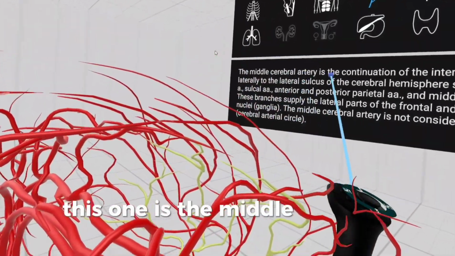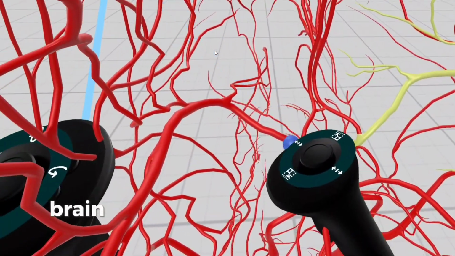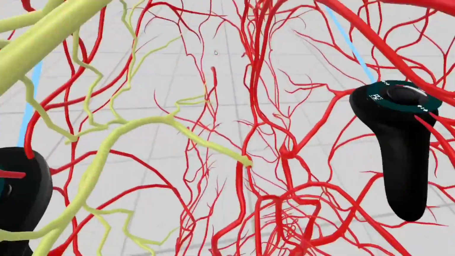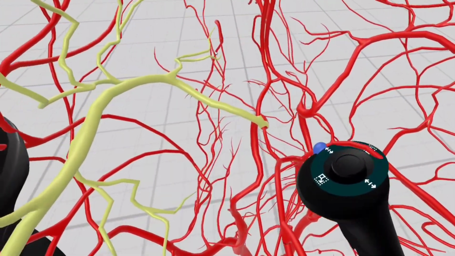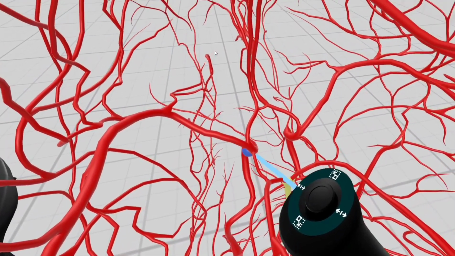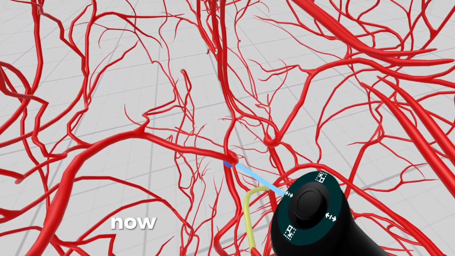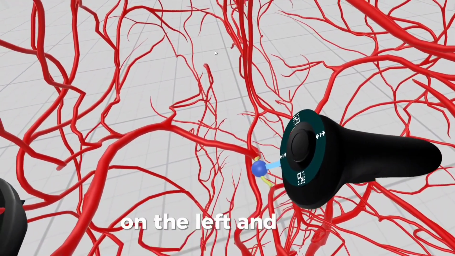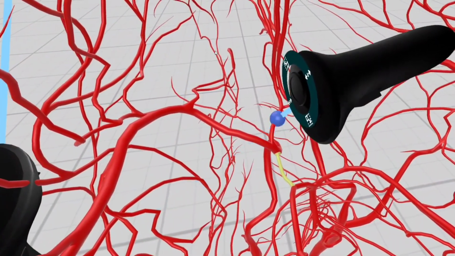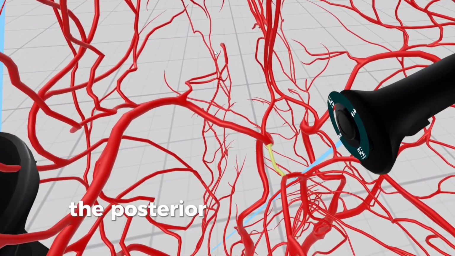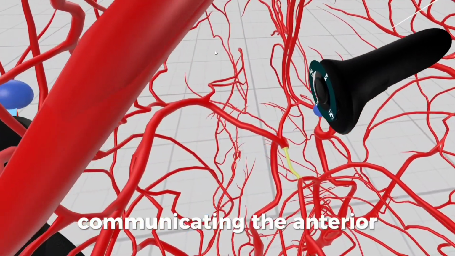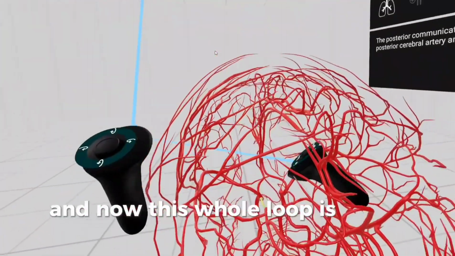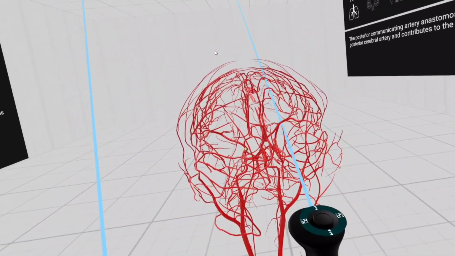This one is the middle cerebral artery, which supplies blood to the middle part of the brain. Now the basilar artery giving rise to the posterior cerebral arteries on the left and right. The posterior communicating artery communicating the anterior and the posterior cerebral arteries. And now this whole loop is the Circle of Willis.